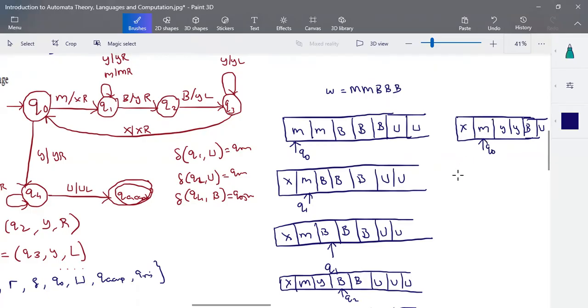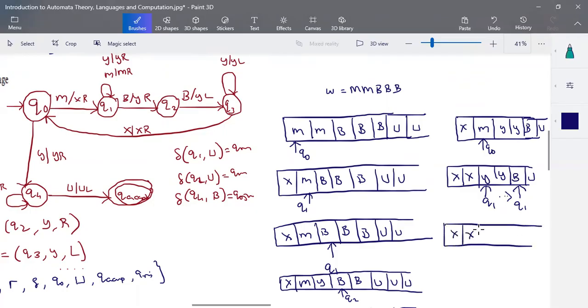So in Q0, when the input is M, M will be cancelled to X and we are making a right side move to Q1 state. In Q1, we have to move right until we find a B. So for all your Y's, we keep on moving until we find a B. So we'll have a lot of moves here. Now, after reaching this place in Q1, when the input is B, this B will be converted to Y and we are making a right side move to Q2 state.